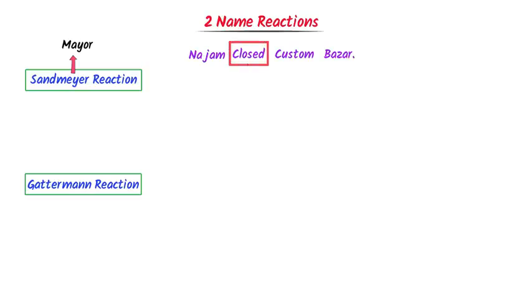This closed reminds me of the closed structure of benzene. This N in Najam stands for nitrogen gas, N2. Remember that I need to put halogen after every element.